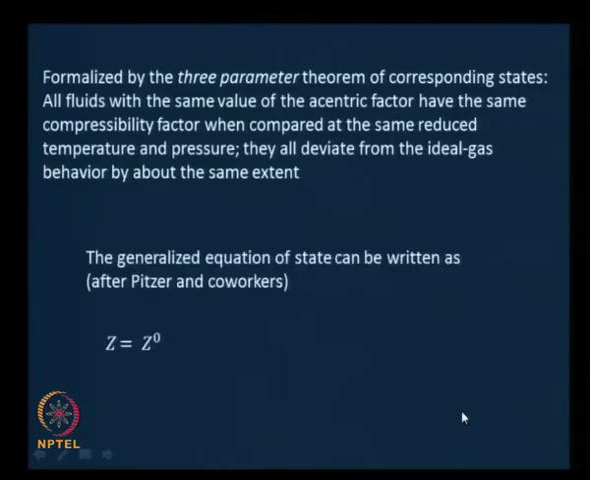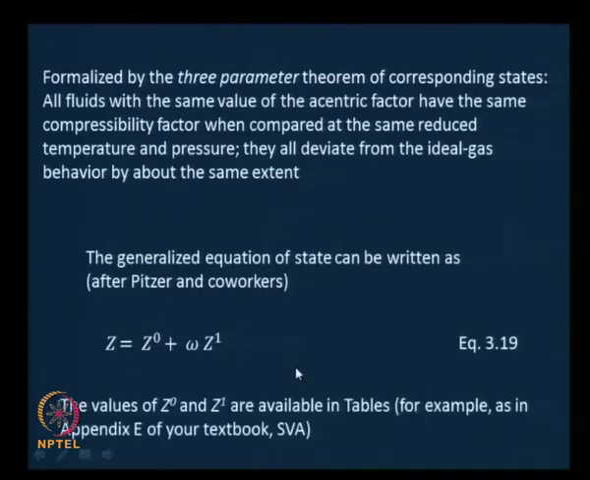and then we looked at the 3 parameter theorem, which essentially says that 3 parameters are good enough. To use the 3 parameter theorem we have this formulation: Z, the compressibility factor, can be written as Z0 plus omega times Z1. The values of omega for a substance and of Z0 and Z1 under various conditions are given as tables, and therefore this becomes easier to use in the real context.